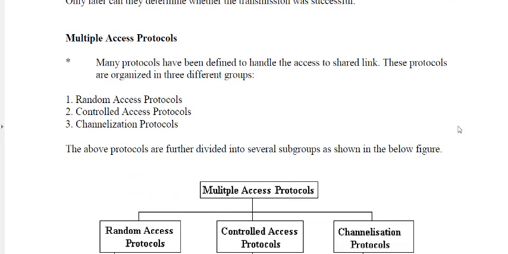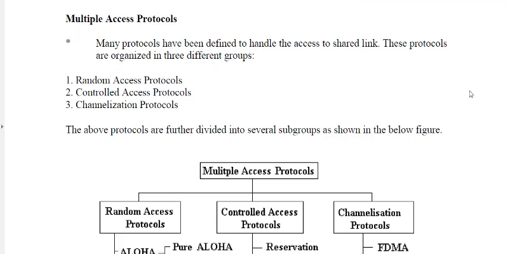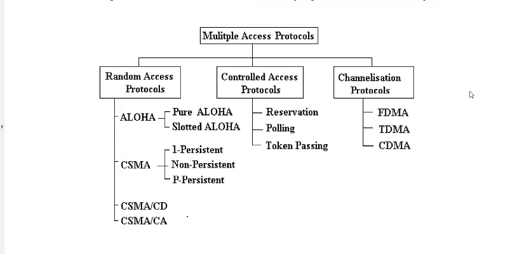Now let's come to the multiple access protocols. Multiple access means many stations are accessing the common channel or common line. So broadly we have three different categories. The first one is random access protocols, the second one is controlled access protocols, and the third one is channelization protocols. Now let us see this illustration. Here we have the random access, controlled access and channelization protocols.